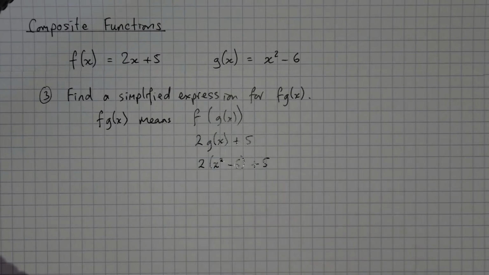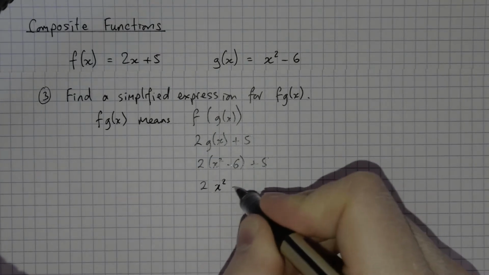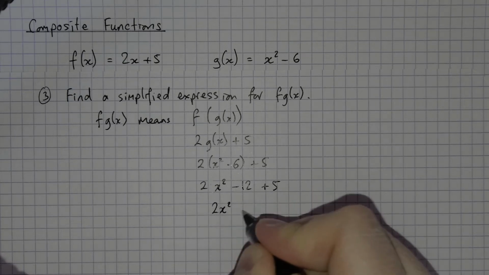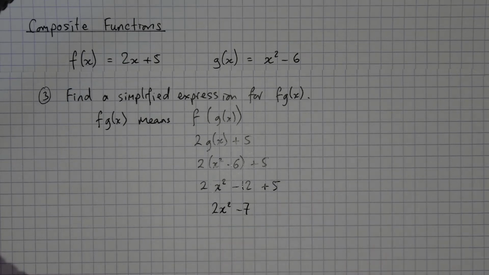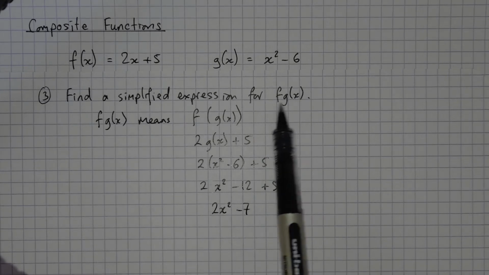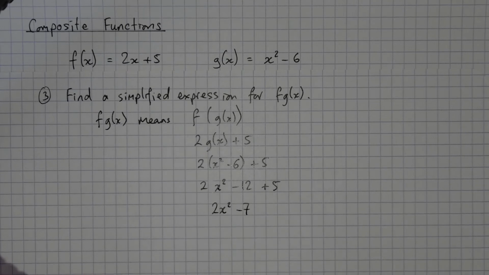The question wanted a simplified expression, and if you expand this, we get 2x squared minus 12 plus 5, and minus 12 add 5 is minus 7, so 2x squared minus 7. And we've done that. That's our simplified expression for the composite function fg of x. The steps again then were to say that fg of x means do f to g of x, but doing f is just doubling and adding 5. So that's exactly what we've done.